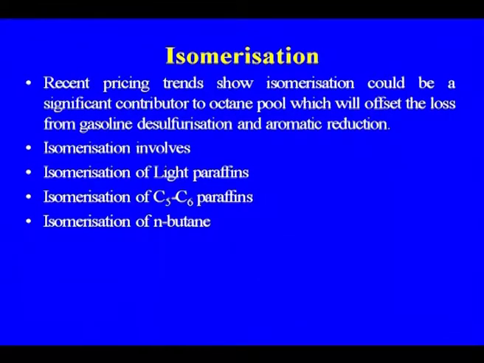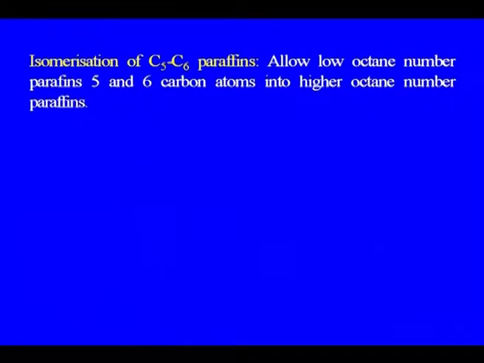Isomerization involves isomerization of light paraffins: isomerization of C5, C6 paraffins and isomerization of n-butane. Isomerization of C5, C6 paraffins converts low octane number paraffins with 5 and 6 carbon atoms into higher octane number paraffins. This is the advantage when you go for isomerization of C5, C6.